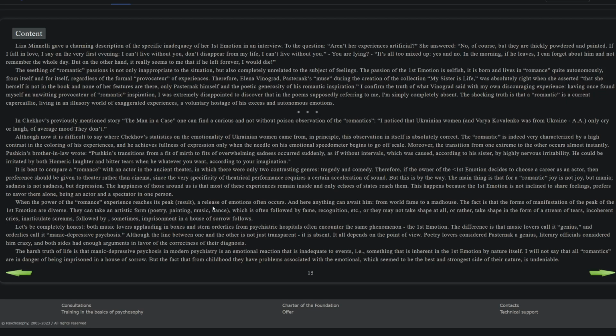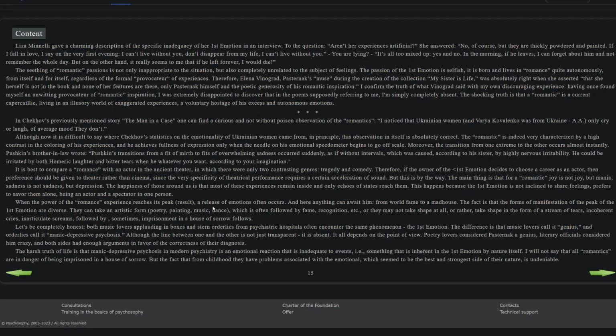Let's be completely honest. Both music lovers applauding in boxes and stern orderlies from psychiatric hospitals often encounter the same phenomena for the first emotion. The difference is that the music lovers call it genius, and orderlies call it manic depressive psychosis. Although the line between one and the other is not just transparent, it is absent. It all depends on the point of view. Poetry lovers considered Pasternak a genius, literary officials considered him crazy, and both sides had enough arguments in favor of the correctness of their diagnosis.